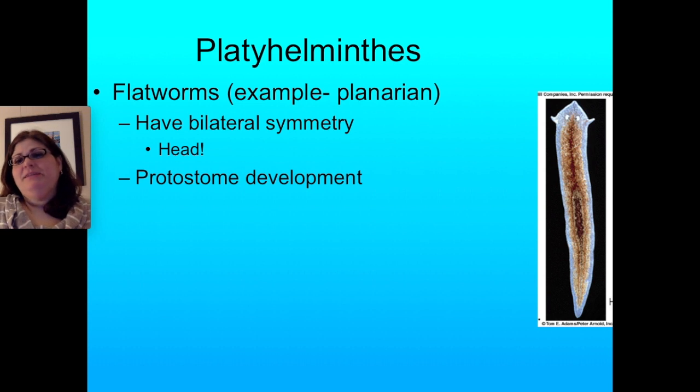Additionally, Platyhelminthes exhibit protostome development. Now, having said that, remember that we talked about protostome development as how the gut forms, whether it folds in from mouth to anus or anus to mouth. Problem is, flatworms don't have both an anus and a mouth.